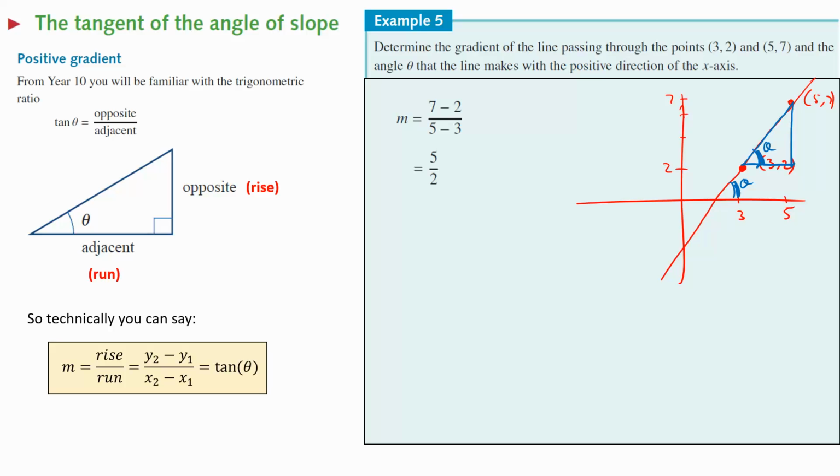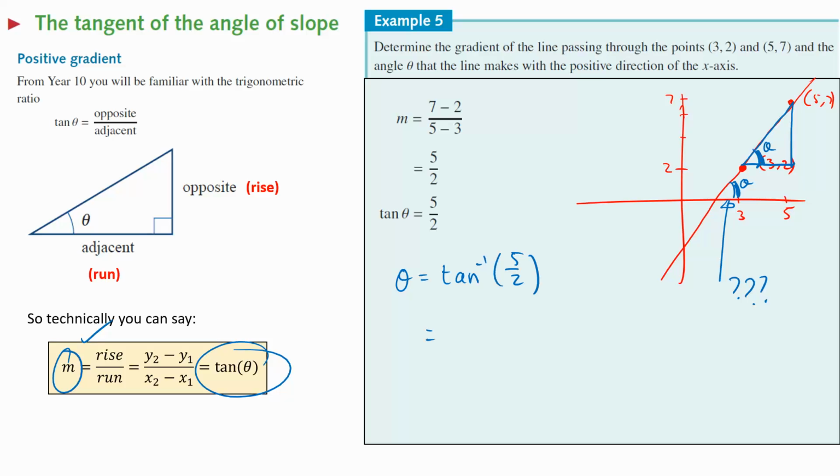But we still haven't answered the question. We said we want to find the angle that it makes. I still don't know what this is, but I do know m. We already know tan theta equals m. So if you write it out, tan of theta has to equal 5 on 2. To find the angle, remove the tan. How do you remove tan again? Inverse tan. So theta equals inverse tan of 5 on 2. Type it in your calculator, and that should tell you the answer.